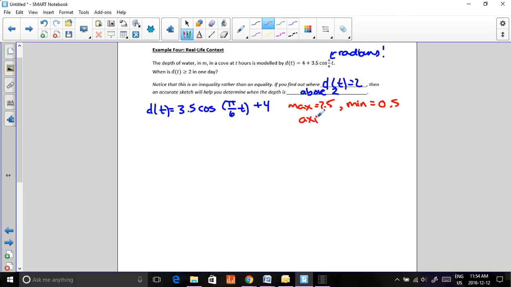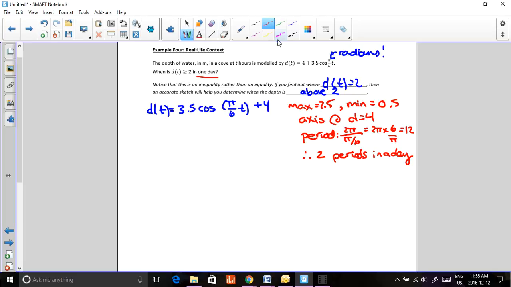Our axis is at d equals 4. Okay, and our period is 2 pi divided by pi over 6. So that's 2 pi times 6 over pi. So that's 12. Okay, the pi's cross off. 2 times 6 is 12. So notice they say in 1 day. So therefore, we're going to have 2 periods to show because 12 hours is 1 period. So 2 periods in a day.